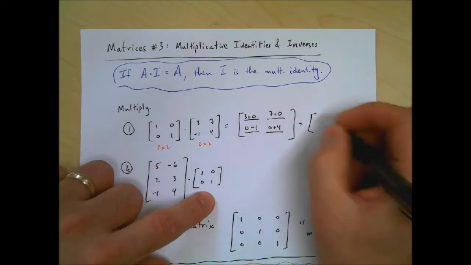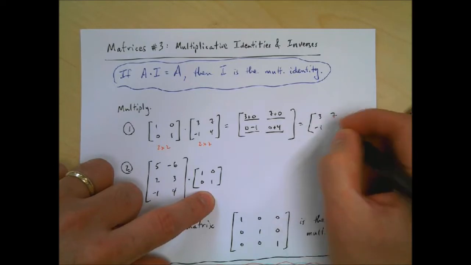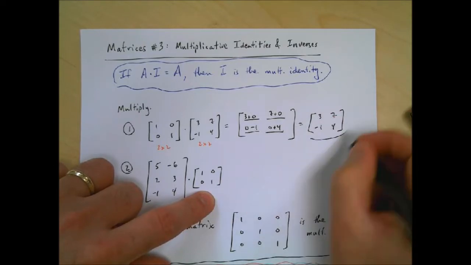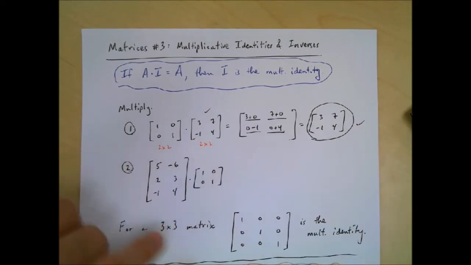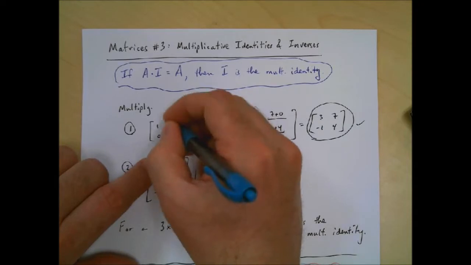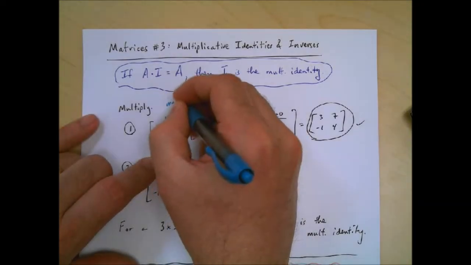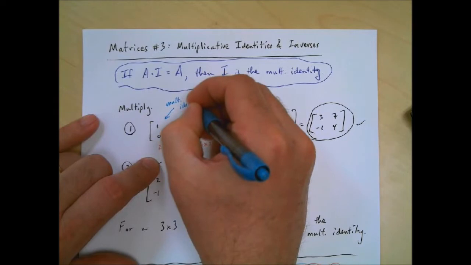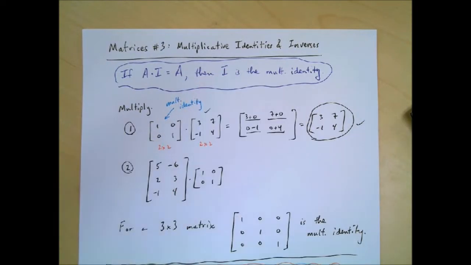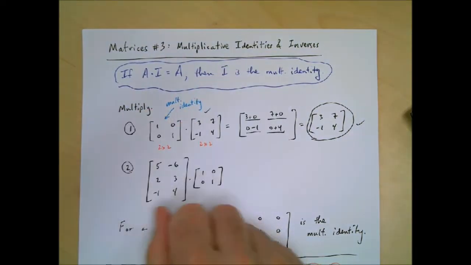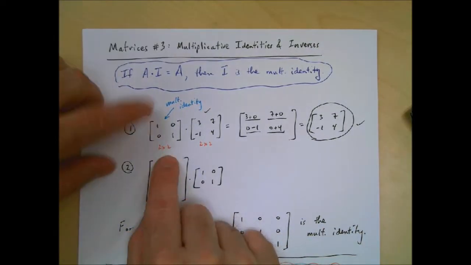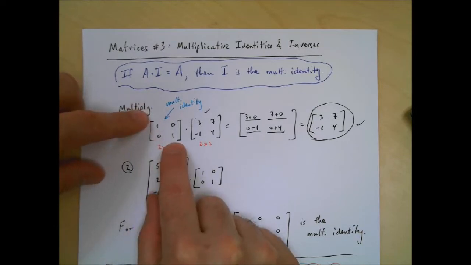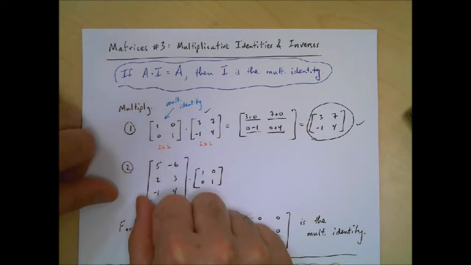which obviously becomes 3, 7, negative 1, 4, which we can see is the same as this one right there. And so therefore, this is a multiplicative identity. And so yes, a multiplicative identity looks like this form. The main diagonal is positive 1s. The main diagonal starts at the upper left and goes to the lower right. All of those are positive 1s. All the remaining elements are zeros.